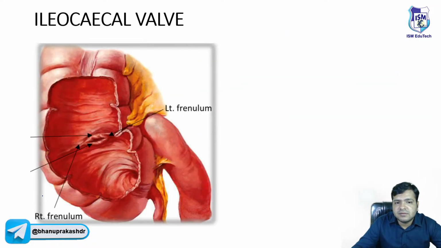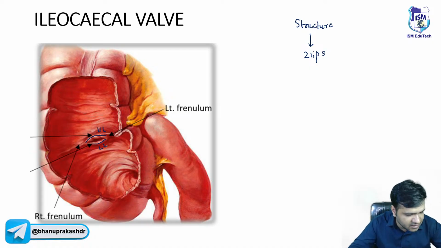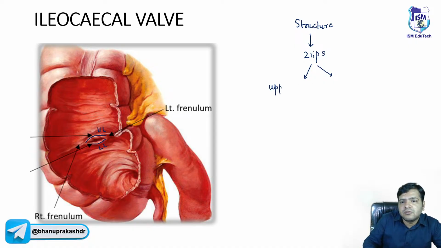Remember, beta, this valve is actually composed of two lips. If we talk about the structure of this valve, remember it is composed of two lips. One is the upper lip, and the one which is down is the lower lip. It is a lip-like structure, beta.